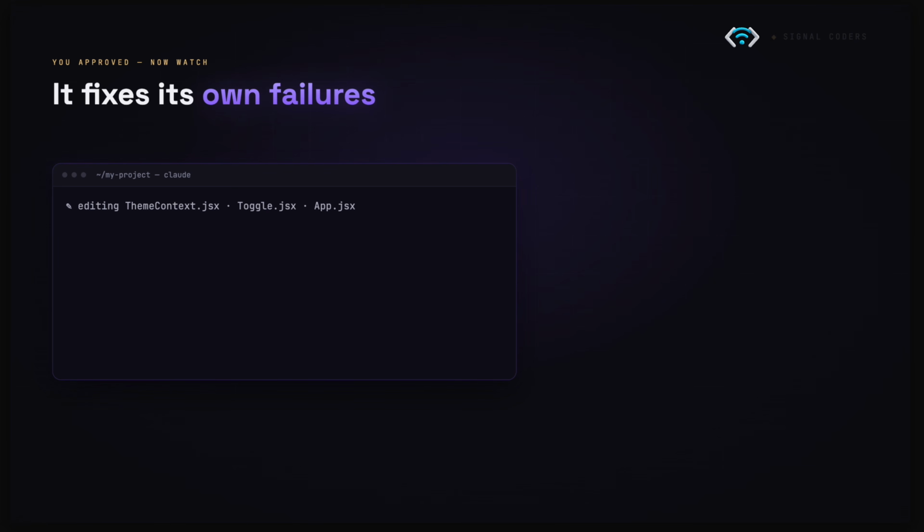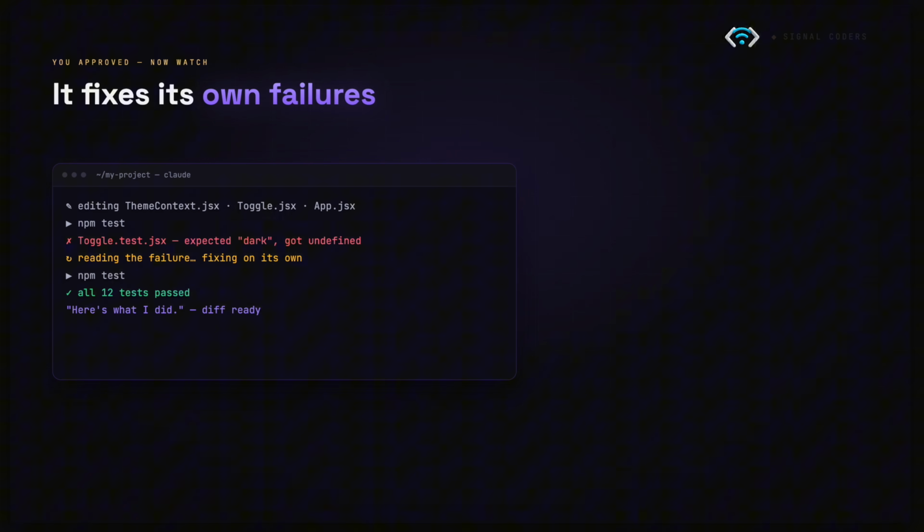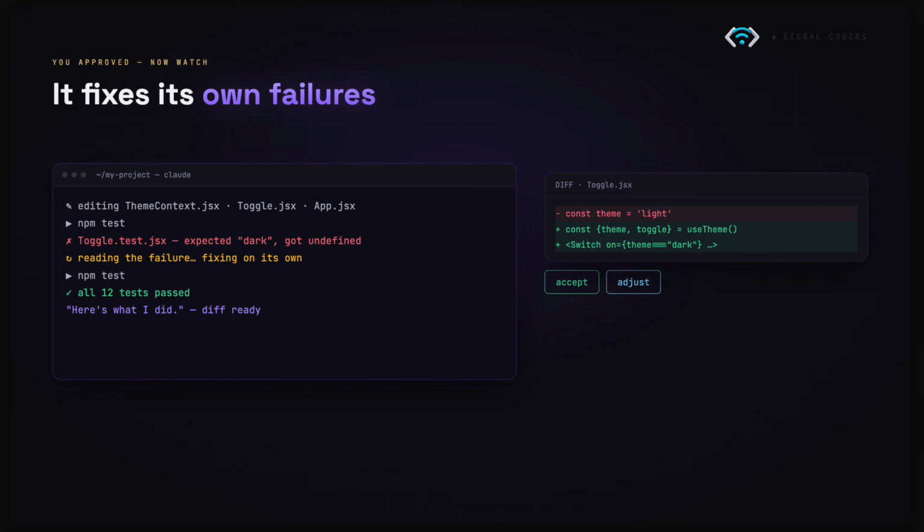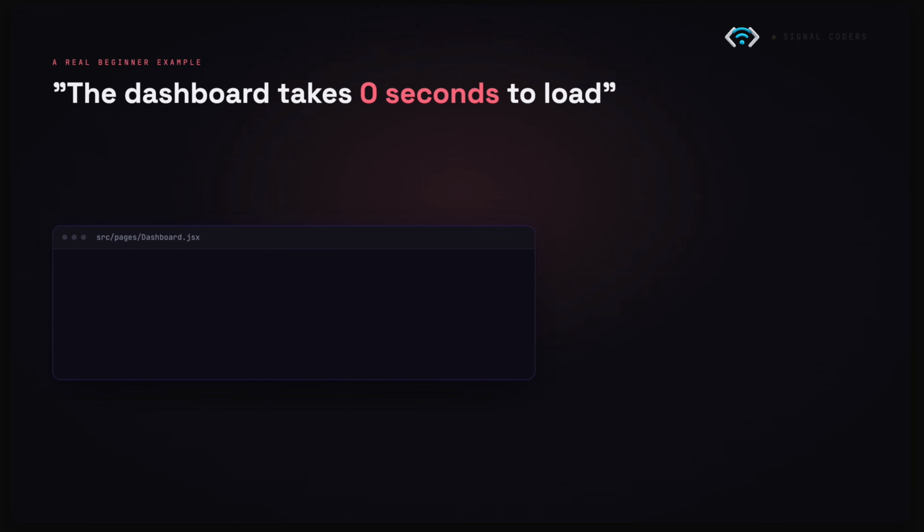And once you approve, watch what happens, because this is the moment people fall in love with the tool. It edits the files, it runs the commands. If a test fails, it reads the failure and fixes it on its own. It works through the whole task and comes back with, "Here's what I did." You review the changes. Claude Code shows you clear before and after diffs of everything it touched, and you accept or adjust. You went from a sentence of English to working, tested code, and you supervised rather than typed.